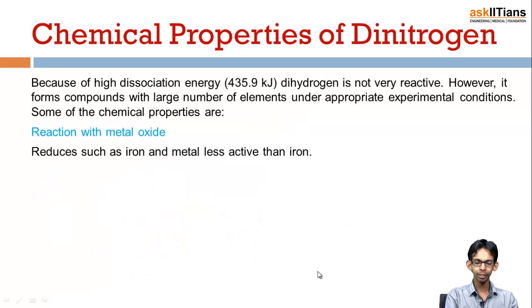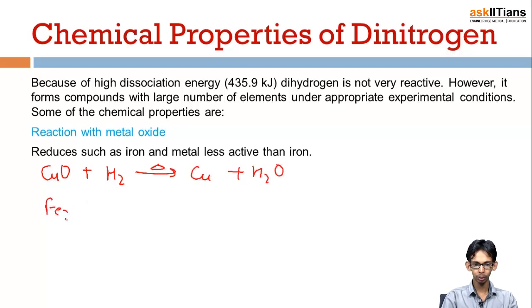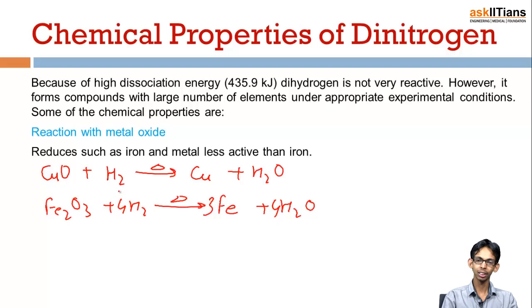Okay. Now, reaction with metal oxides: we are very well aware of the fact that hydrogen is a strong reducing agent. So when metal oxides like copper oxide are heated with hydrogen at high temperature, we get copper and water. Similarly, when Fe2O3 is heated with hydrogen, we get 2 Fe, 3 water molecules, and the hydrogen would be 3 also. So this is how hydrogen acts as a reducing agent for metal oxides.